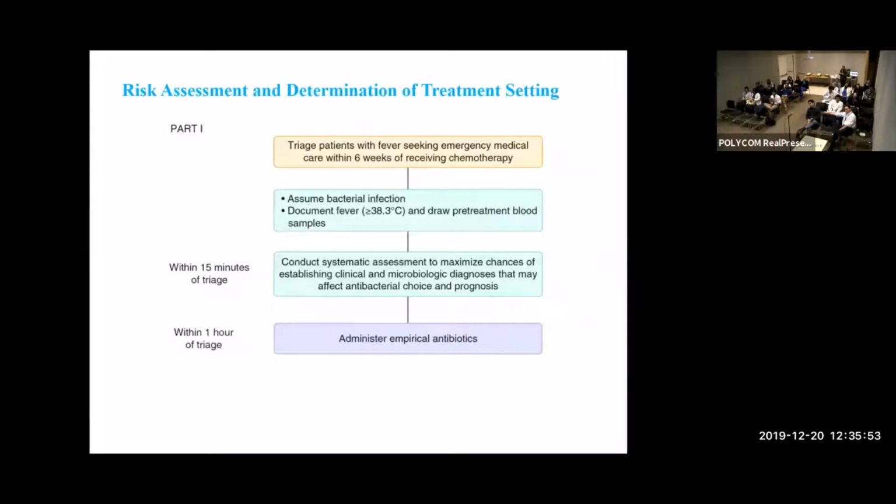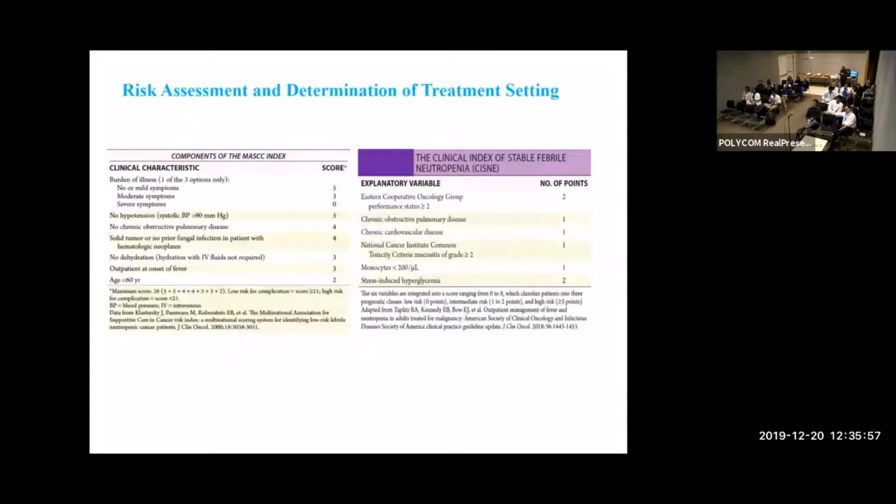And then this is sort of the first part of the assessment, but then we're going to stratify the risk of these patients, and we're going to use some scoring tools that are available and validated. Here, for example, we have the MASCC index, which is the Multinational Association for Supportive Care in Cancer Risk Index. Basically, patients with a score greater than or equal to 21 are considered to be low risk. Anything lower than 21 is high risk.